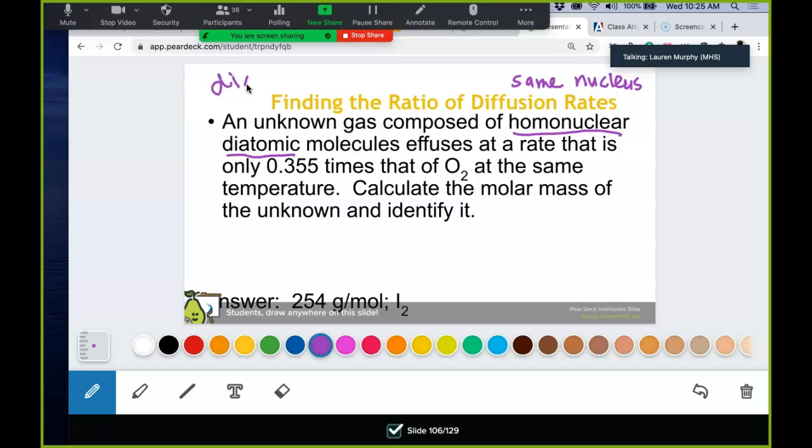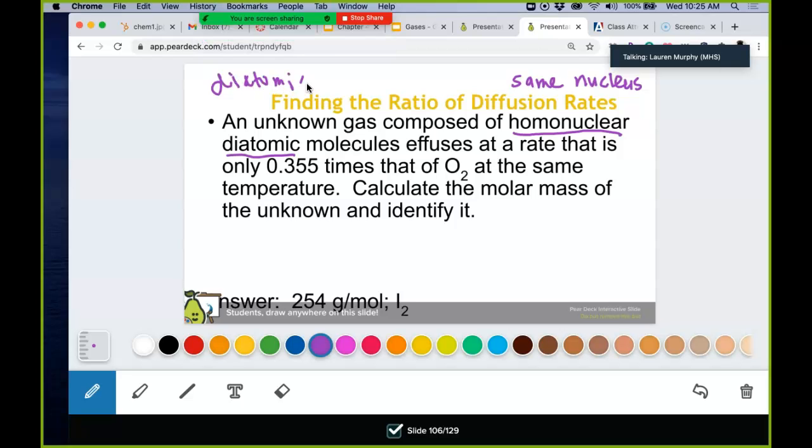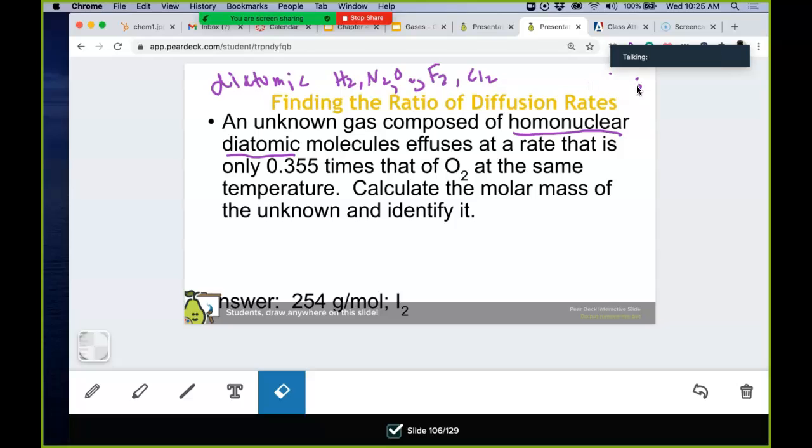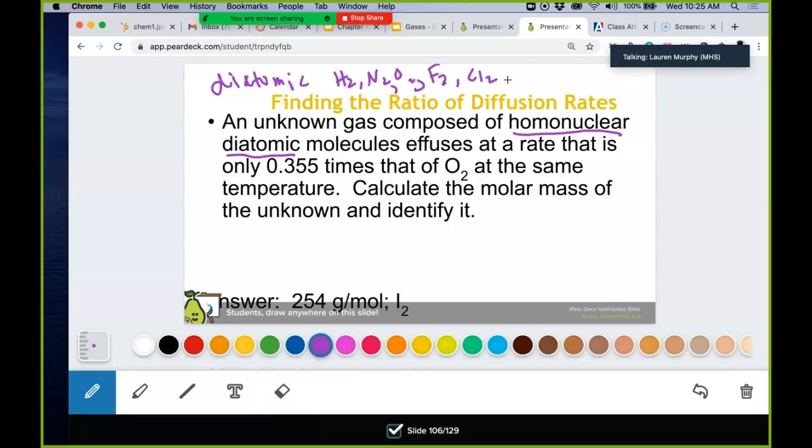It's a diatomic. So let's refresh on who our diatomics are. H2, N2, O2, F2, Cl2, Br2, I2, At2 isn't really, but if you want to put that, that's fine. Oops, I forgot bromine. Okay. And why homonuclear? Well, because it's a hydrogen attached to a hydrogen. They have the same element. It's two of the same elements attached to each other. Homonuclear, same element. That's all that's saying.